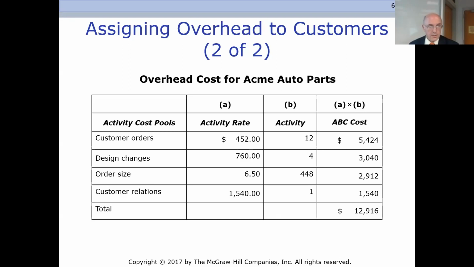So the overhead costs, starting with customer orders, 452 times 12. Design changes, 760 times 4. Order size, 650 times 448. Customer relations, 1540 times 1. So the total overhead costs for Acme Auto Parts, $12,916. And we would do that for every product.